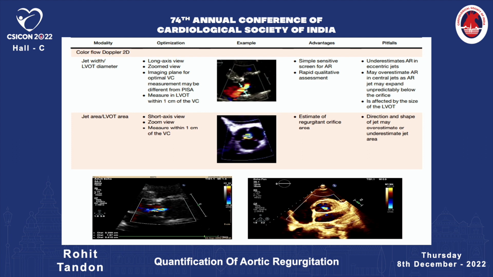So starting with these parameters, jet width and LVOT diameter. Looking at the parasternal long axis or short axis view, we can see the jet width and compare it with the width of the LVOT. And if we can trace the whole area, we can trace the annular area and measure this. Here we have done a measurement where we found the jet width occupying 40% of the LVOT. That was around mild to moderate aortic regurgitation.